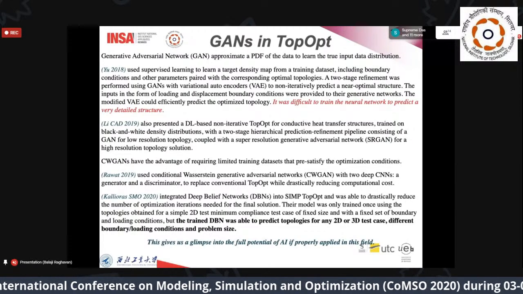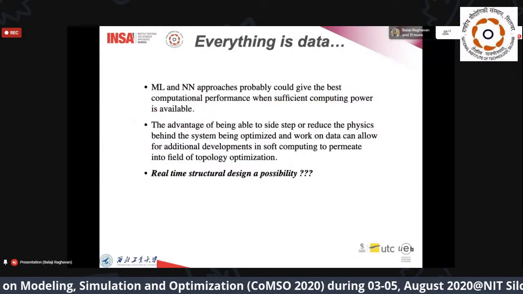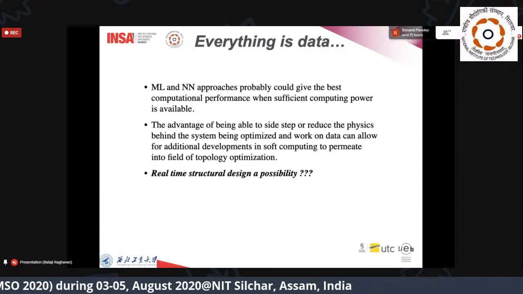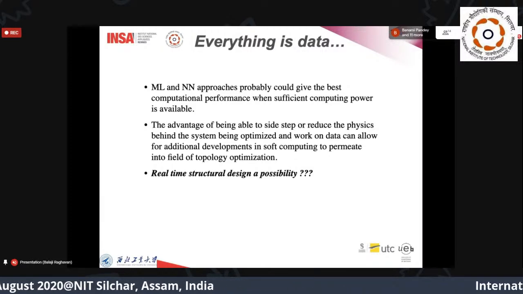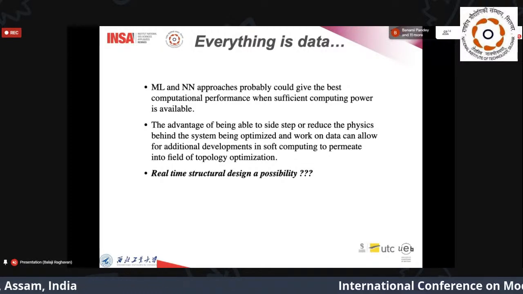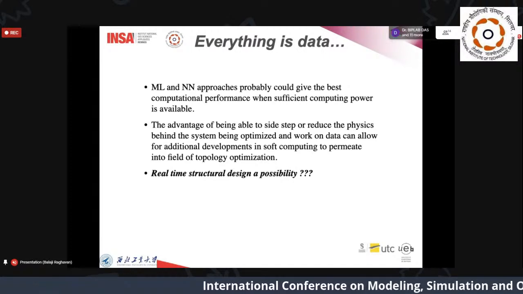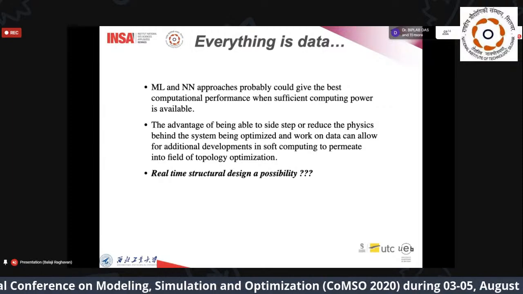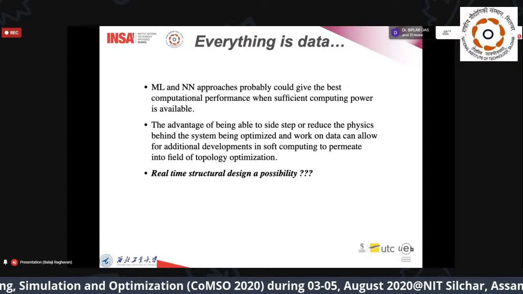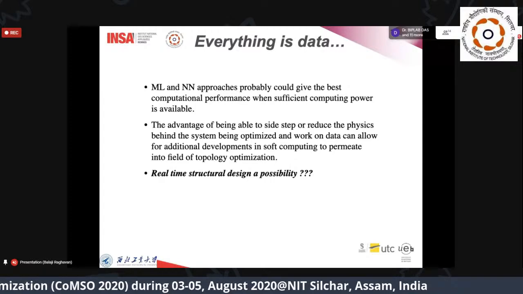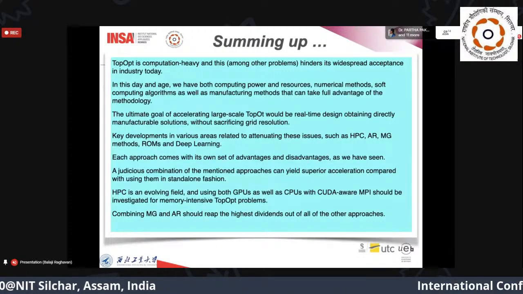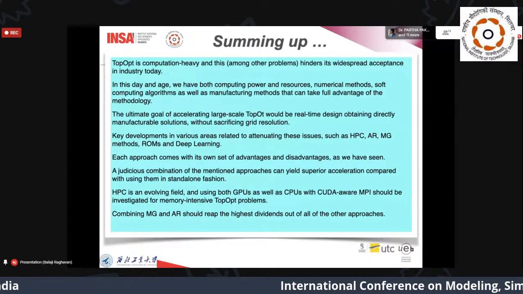But for the most part, I think we'd have to stick with regular machine learning approaches using k-means clustering, POD, PCA. Is real-time structural design a possibility? It's answering that everything is data. So can we sidestep the physics behind the system and directly work on data as and when it's being acquired? That should make this happen. Summing up, TOPOP is admittedly computation heavy, okay?